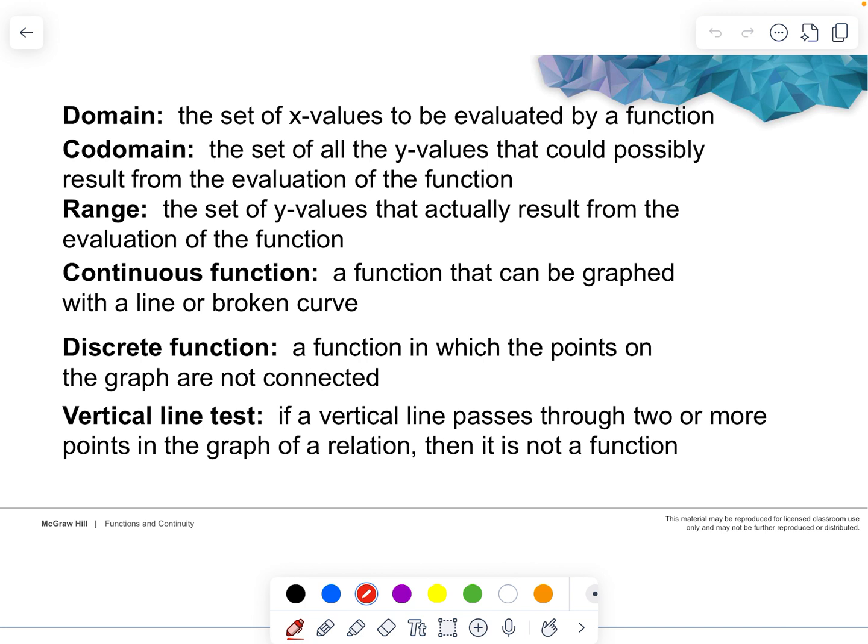Continuous function, a function that can be graphed with a line or broken curve. Discrete function, a function in which the points on the graph are not connected. And vertical line test, if a vertical line passes through two or more points in the graph of a relation, then it is not a function. You can pause the video while you record these.